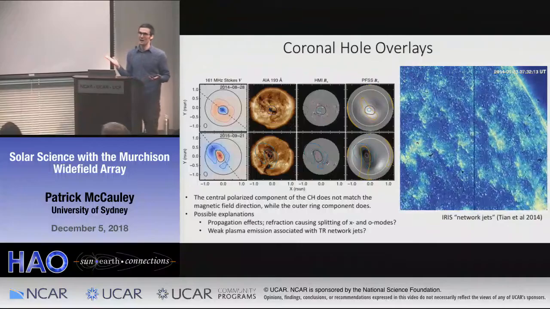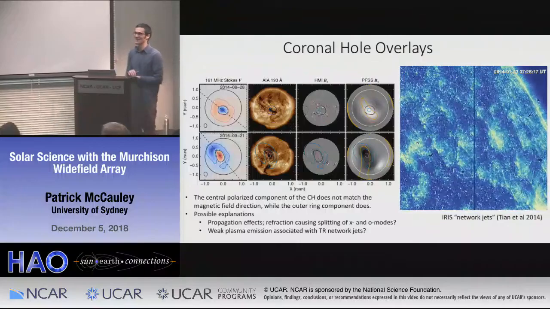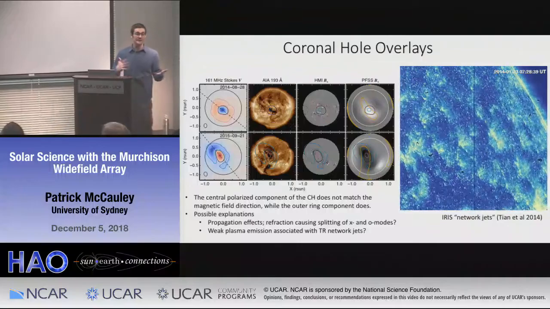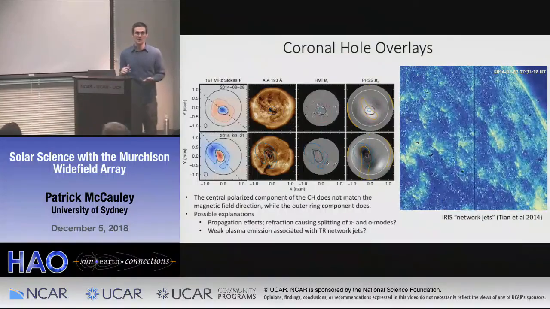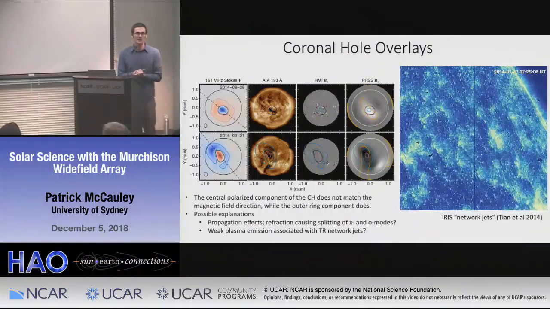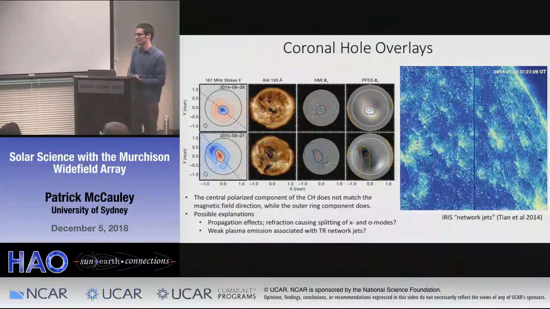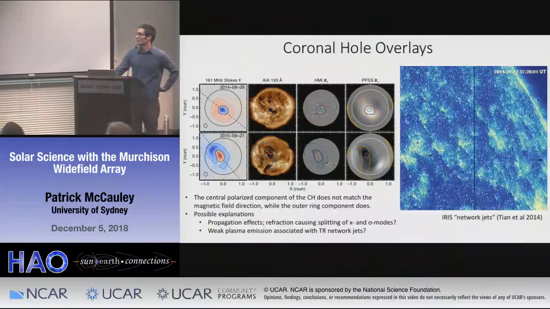So the question I would have for anyone who knows about these jets is, to what extent can they accelerate non-thermal electrons? That would be the question. If they can't accelerate non-thermal electrons, then they can't produce plasma emission. Okay, so that's coronal holes.